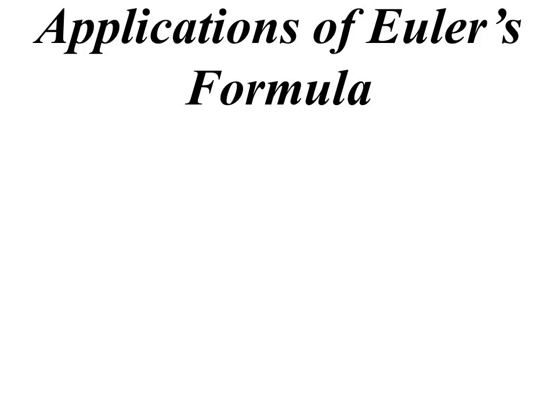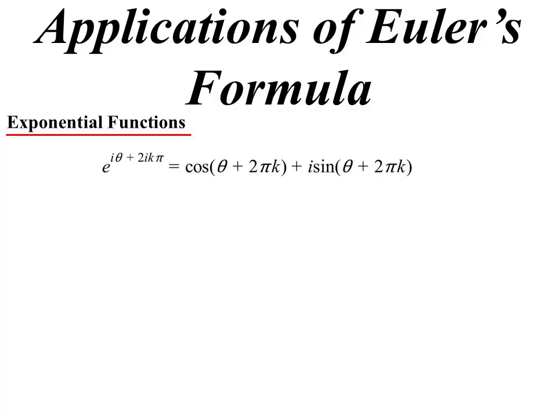Let's take a look at how we can use this formula we saw yesterday. So, exponential function. From yesterday, what we saw was e to the iθ plus 2ikπ would be the same as cos of (θ plus 2πk) plus i sine (θ plus 2πk). But of course, the cosine and the sine, that 2πk that's repeating, it'd just be the same as cos θ plus i sine θ if k is some integer. But cos θ plus i sine θ is the same as e to the iθ.